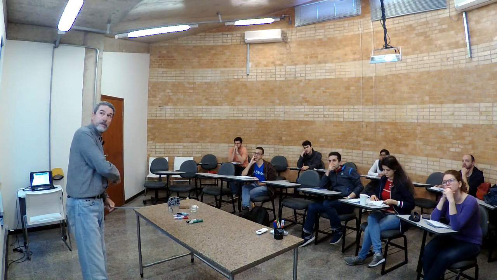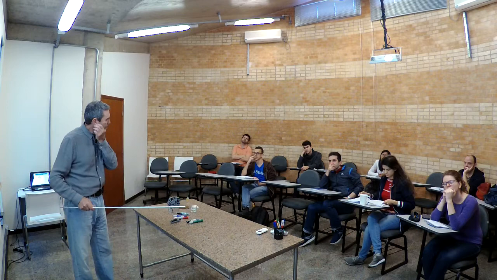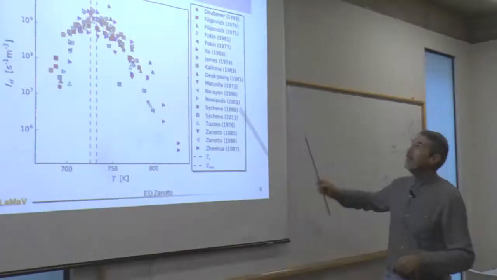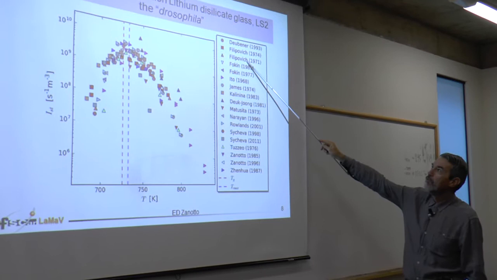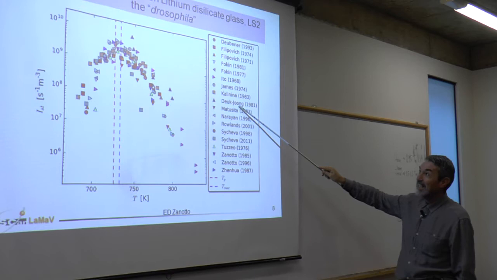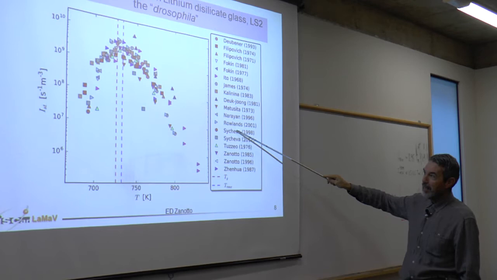Yes. This is a very interesting plot. It is a second argument to convince you that we are dealing with homogeneous nucleation. Here in this plot, we combined nucleation rate data from different authors. So glasses made in Germany, in Russia, in Japan, in the UK, in Korea, in India, in the USA, in Brazil, in China.